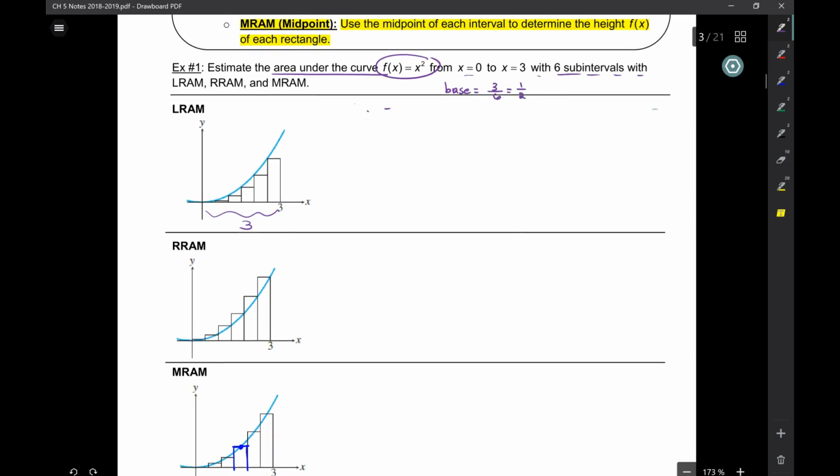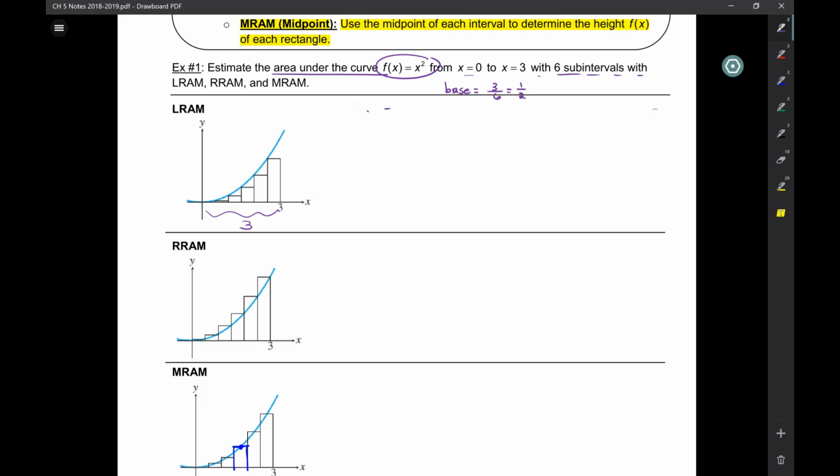LRAM. Look at how this graph looks. It's increasing and it's concave up. So in this situation, if you do LRAM, is the area that you're finding greater or less than the actual area? Less. It's less than, because you're leaving some parts out. Well, what about this one? Greater than. Now you're going to be over approximating. So just know that. And that changes. It's not always that LRAM will be less and the other will be more, because depending on whether it's concave up, concave down, increasing, decreasing, it'll change.